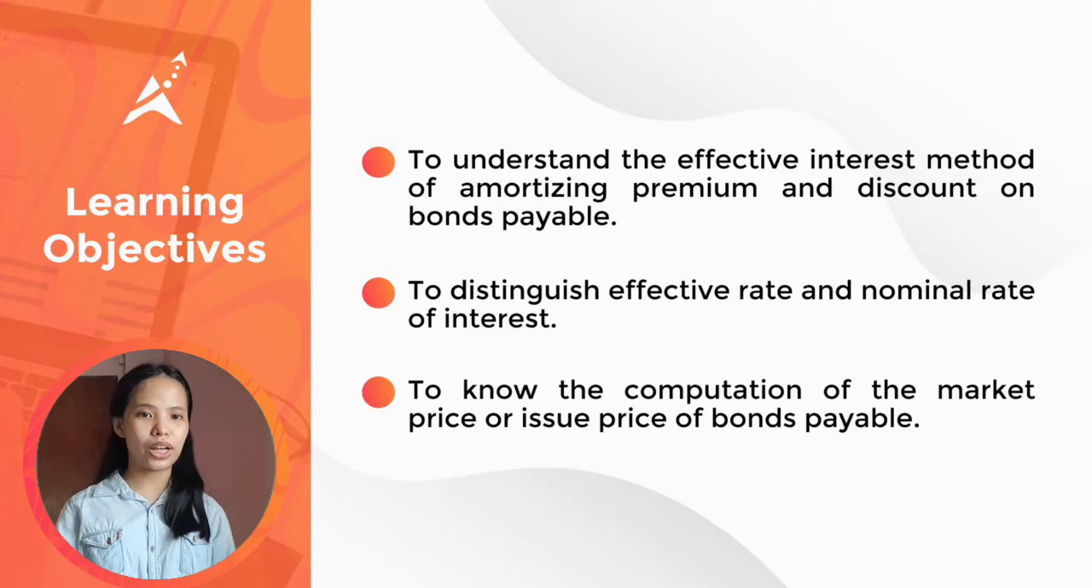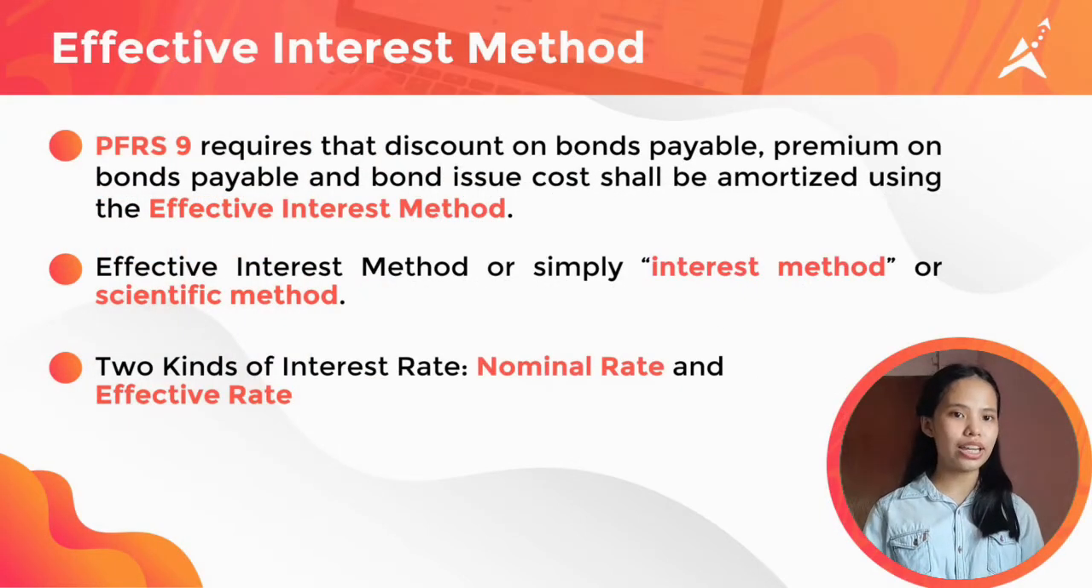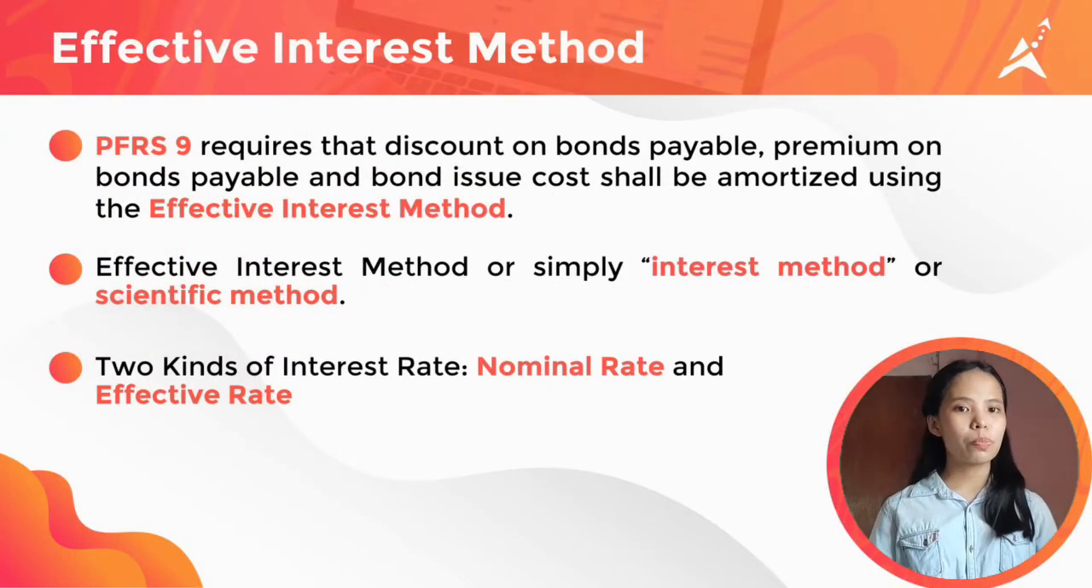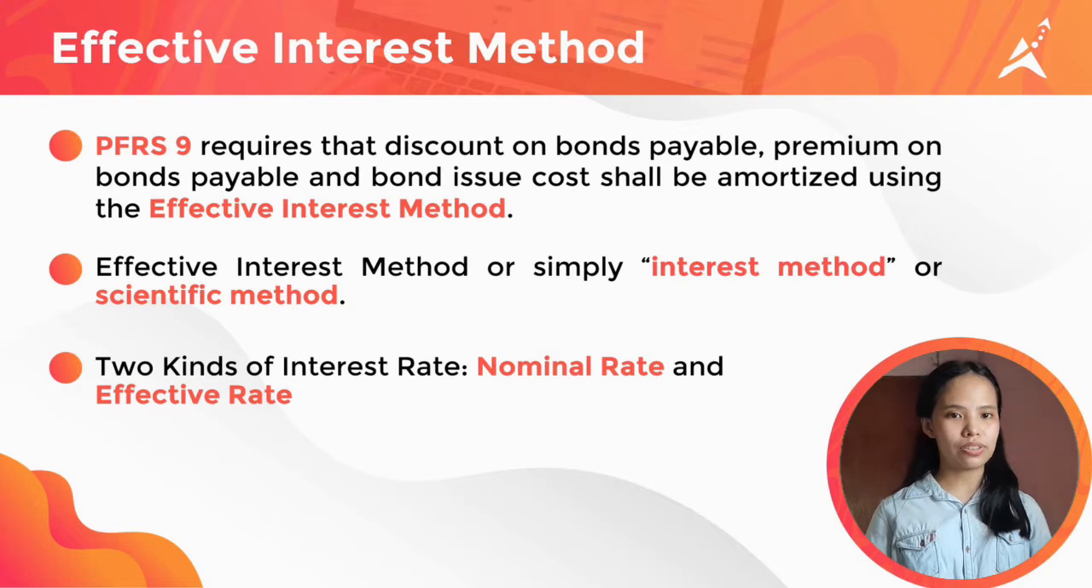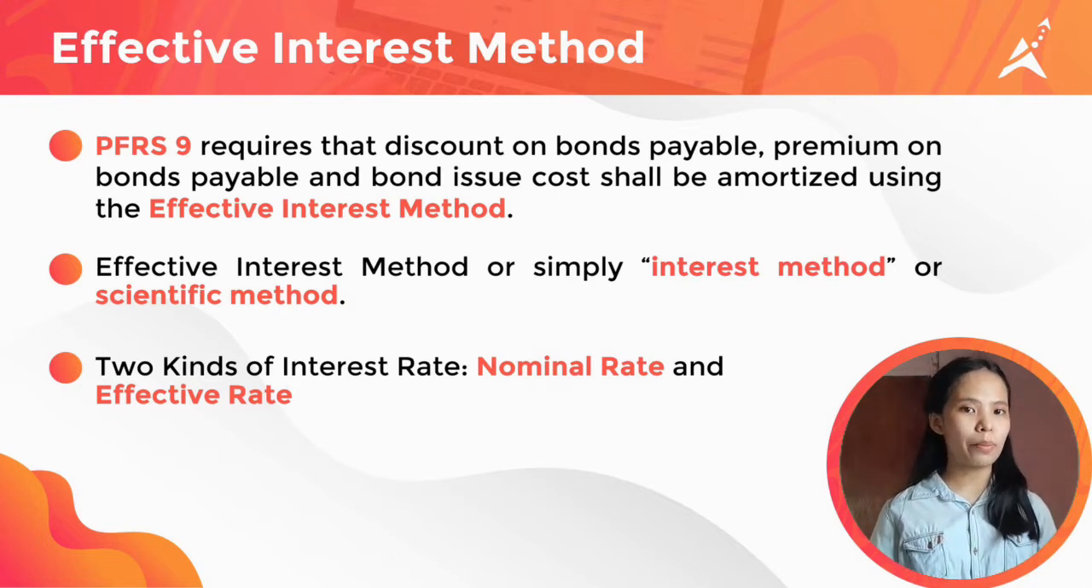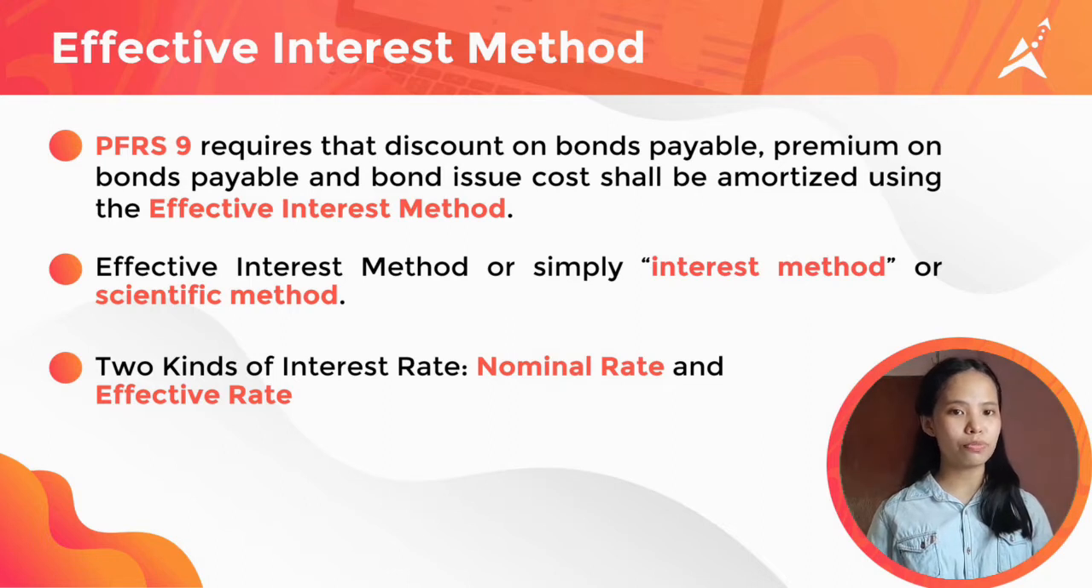Effective interest method. I am pretty sure that you already have an idea about this since it is also part of the subject Intermediate Accounting 1. So to review, according to Philippine Financial Reporting Standards 9, effective interest method is a method used to amortize the discounts and premium of bonds payable and the bond issue cost. This is also called the interest method and scientific method.